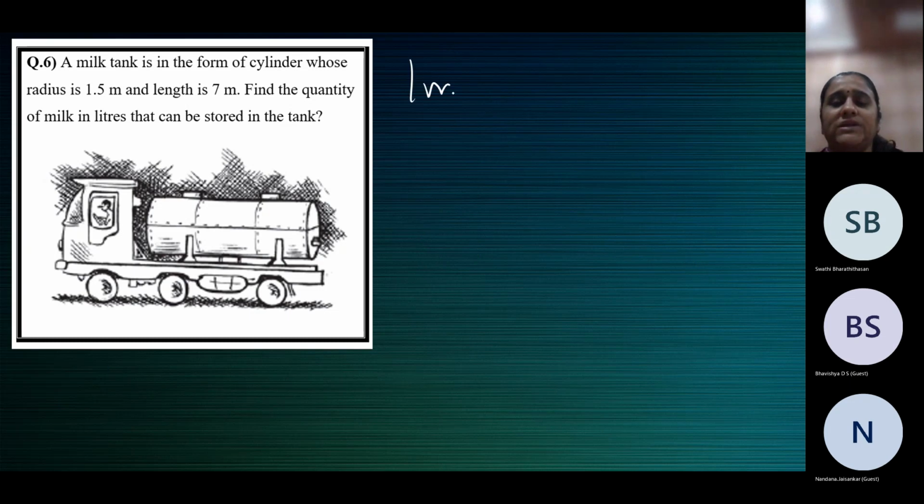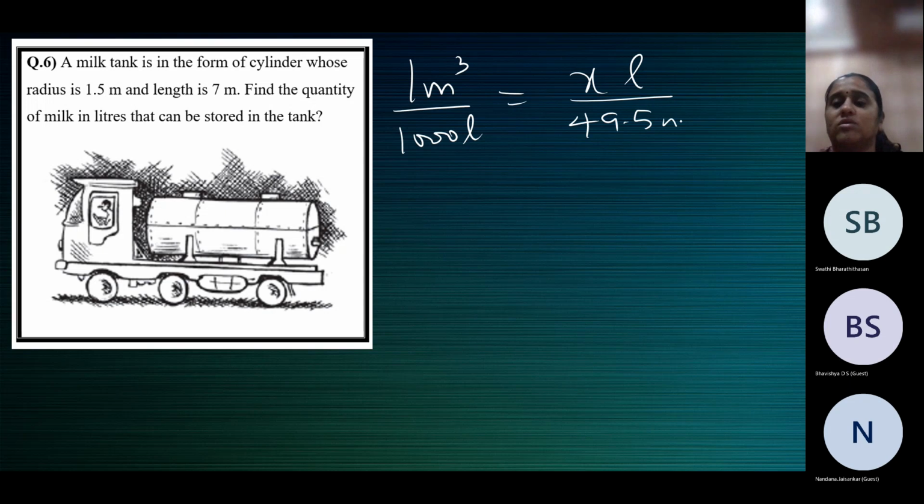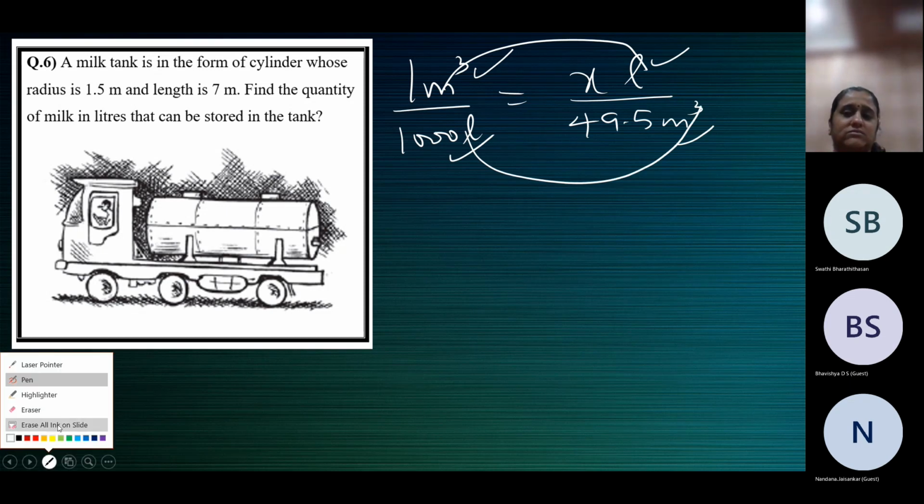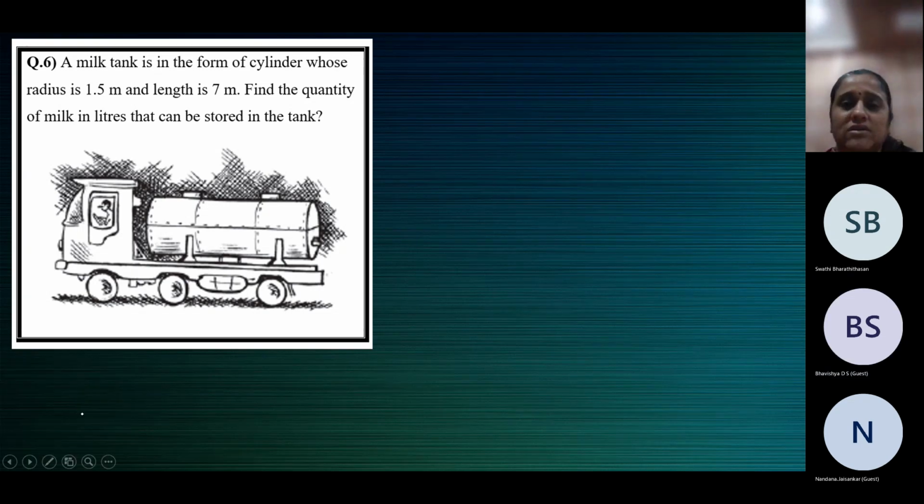If you write 1 meter cubed is 1000 liters, then how many liters is 49.5 meter cubed? This is wrong. Because here you've written meter cubed and liter, and here liter and meter cubed. The numerators must have the same unit. The denominators must have the same unit. You understand that? Yes, ma'am. Yeah, you should be careful.